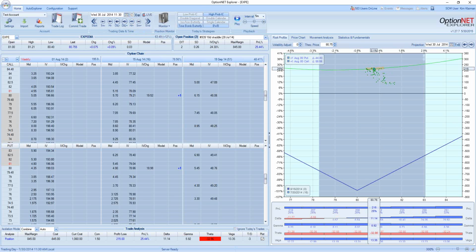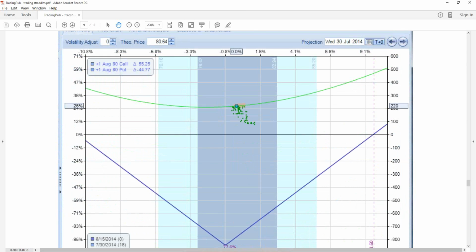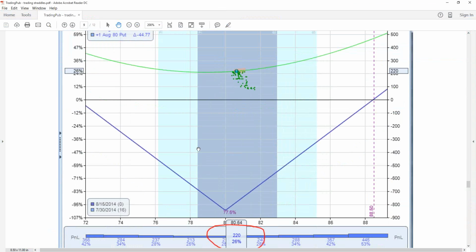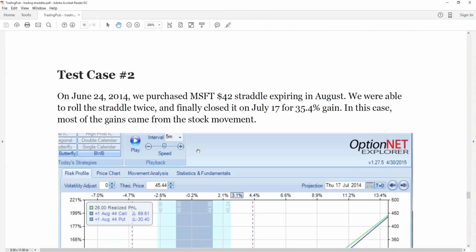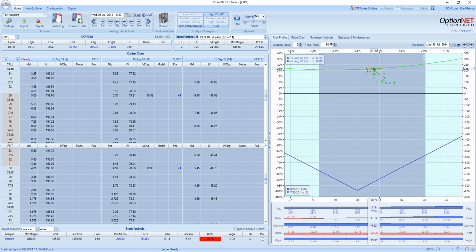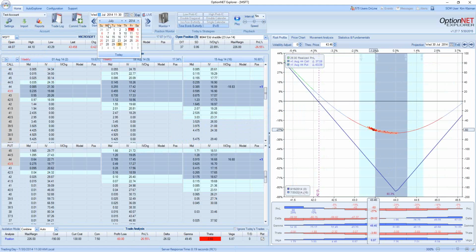All right, let's see another example. In this case, the stock basically almost didn't move, and all the gains came from the implied volatility increase. So let's see another example. Another example is Microsoft, June 24. So Microsoft, June 24.